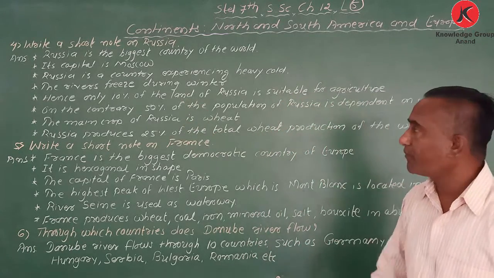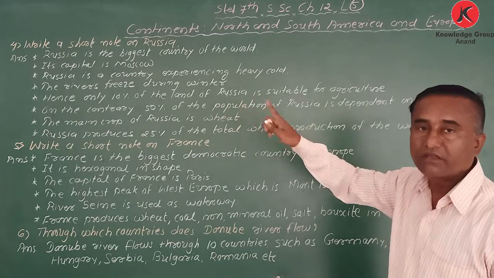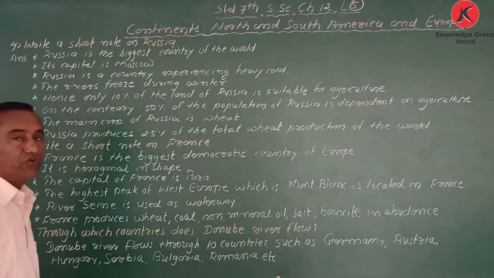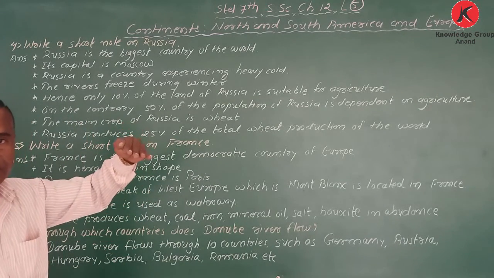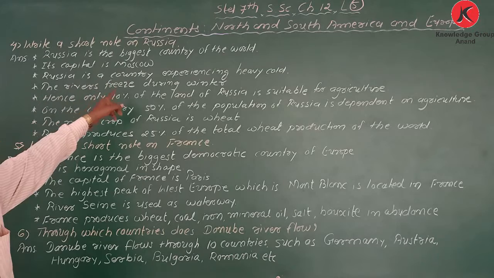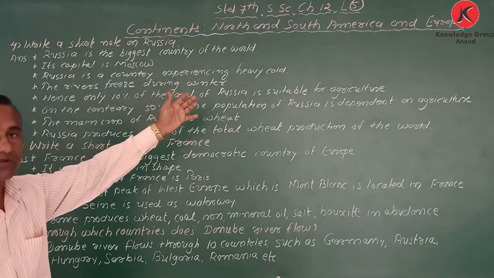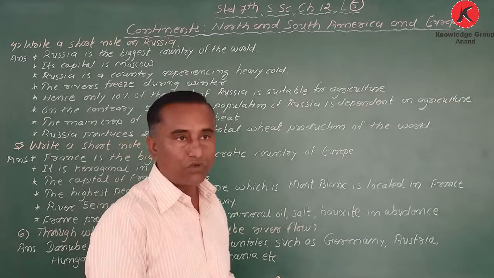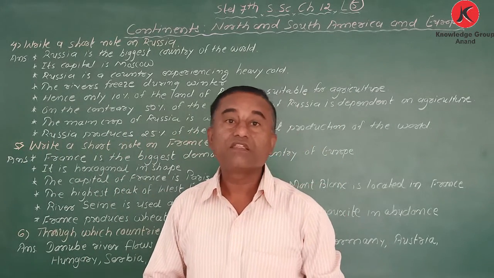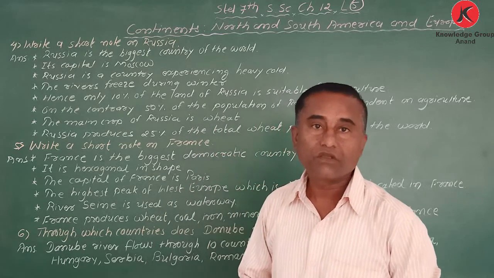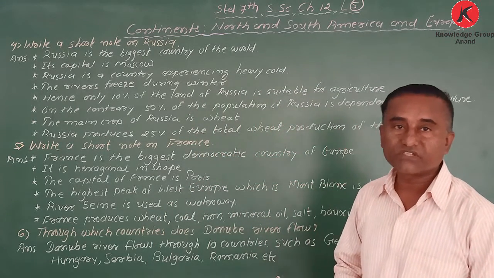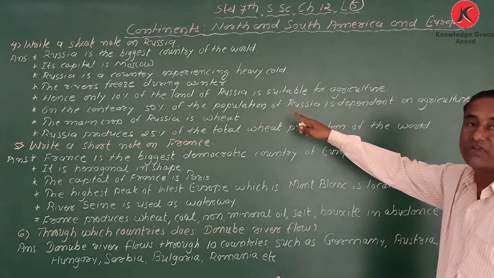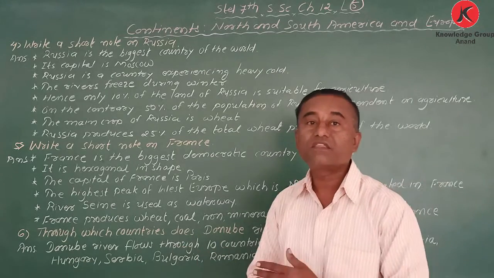Third point. Russia is a country experiencing heavy cold. Why heavy cold? Because it is near to the pole side. Because of this cold, the rivers of Russia freeze during the winter season. Fourth point, the rivers freeze during winter.